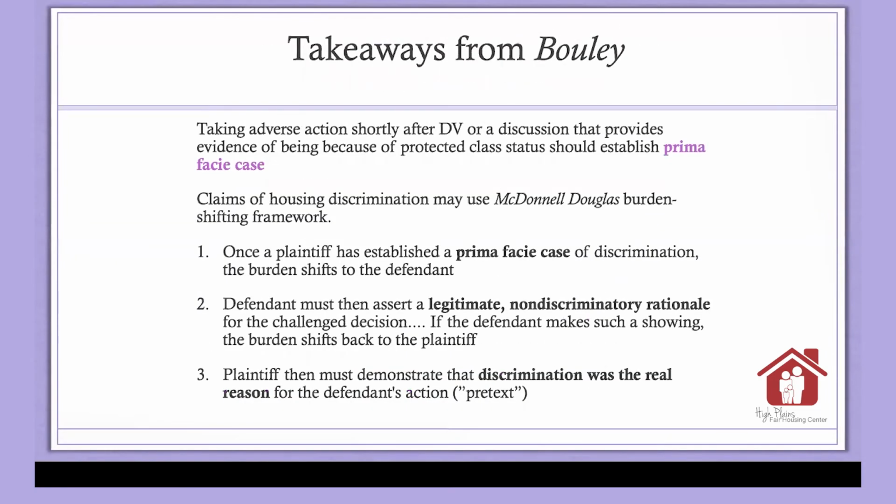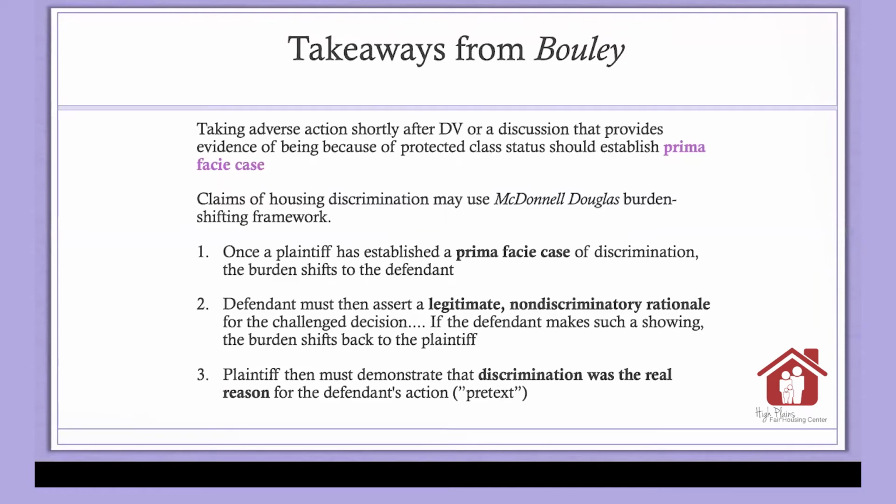Takeaways: taking adverse action shortly after domestic violence or shortly after a discussion that provides evidence of being because of a protected class status should establish a prima facie case. And claims of housing discrimination that rely on circumstantial evidence may use this employment discrimination borrowed McDonnell-Douglas framework to figure out if the parties have met the burdens required to survive summary judgment.